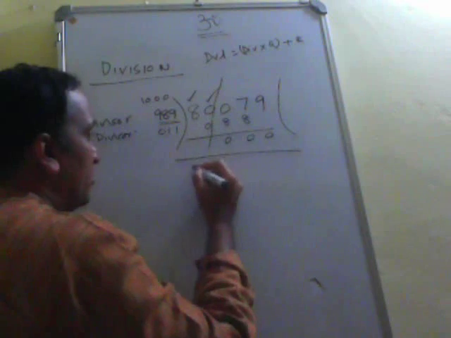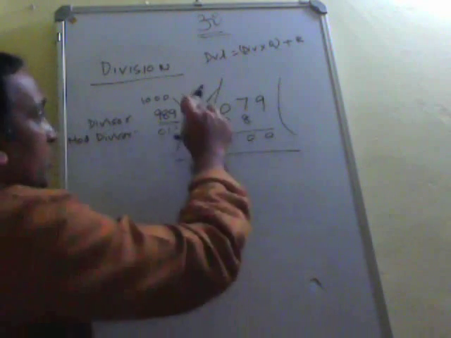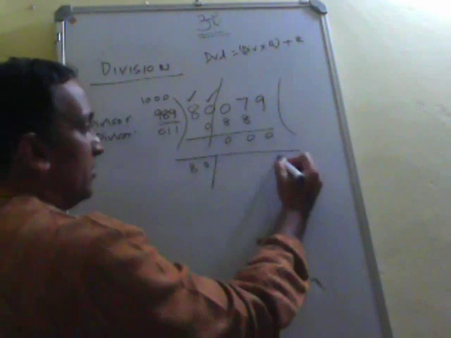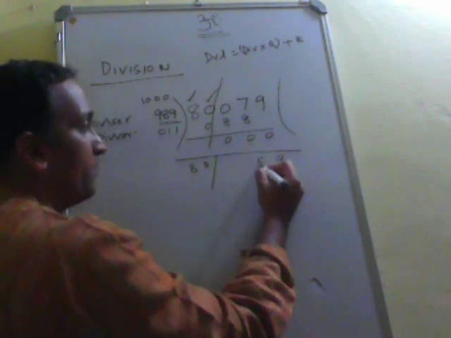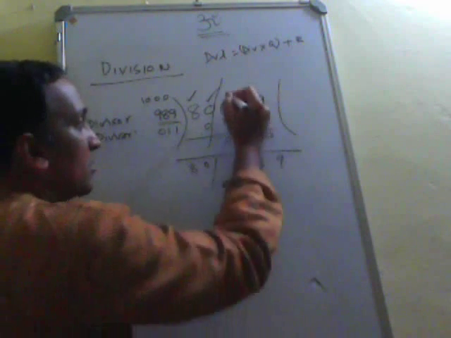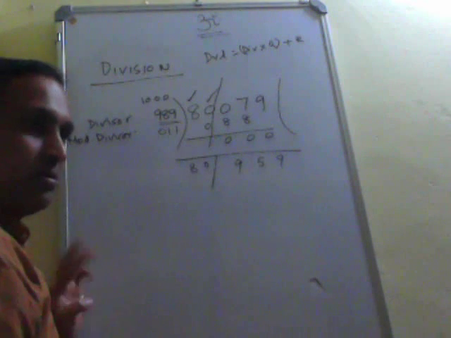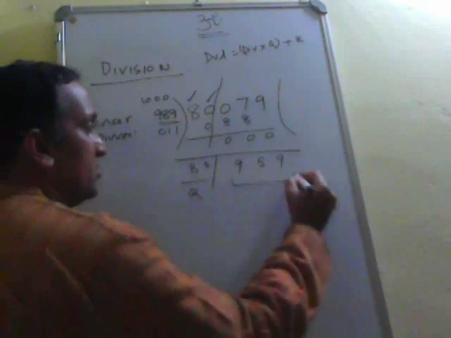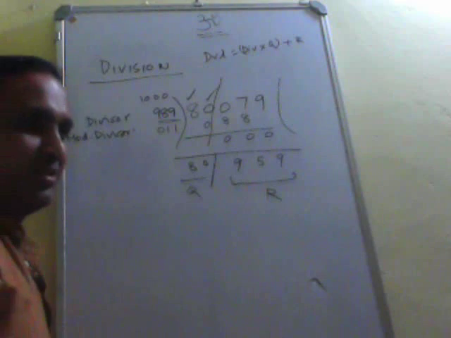You write down the sum. 8 here, 0 here, 80. Put it. Here again you add: 7 plus 8, 15. 8 plus 1, 9. Now this is your quotient, this is your remainder. Multiplication and division is over.